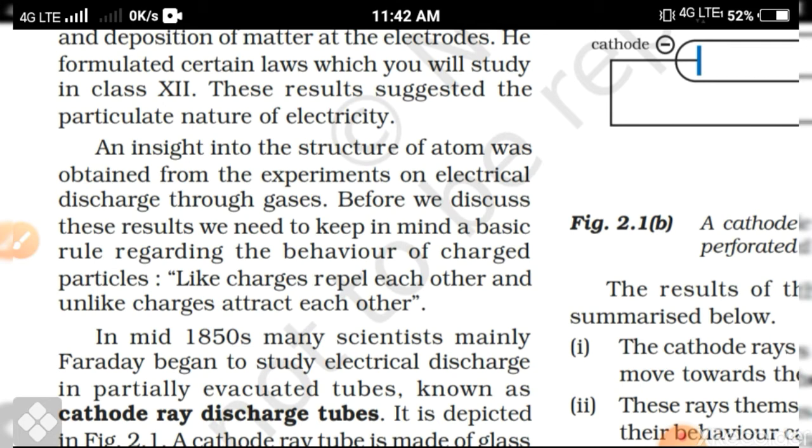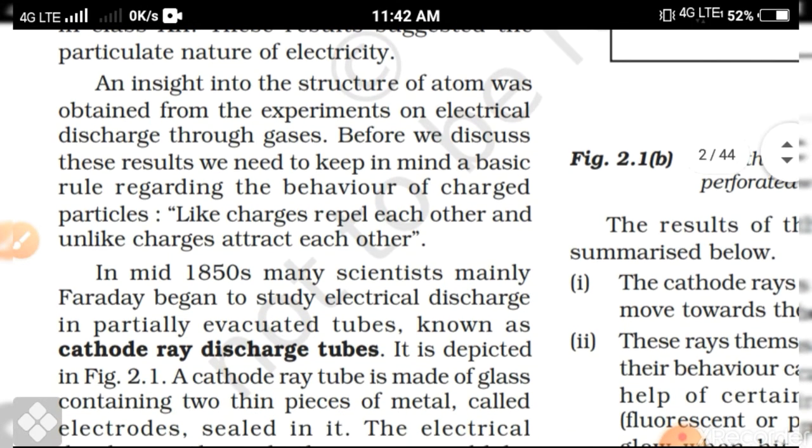Like charges and unlike charges, which you have also learned in the previous class. Like charges repel each other, and unlike charges attract each other. Just like plus plus or minus minus, what will they do? They repel each other. But in the case of plus minus or minus plus, what do they do? They attract each other. You know about these things.